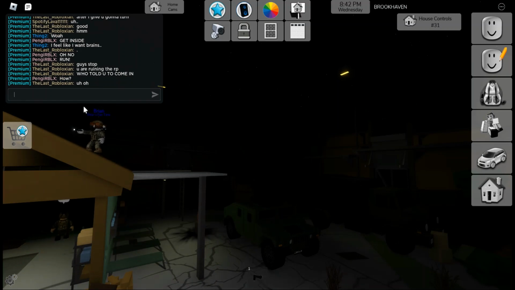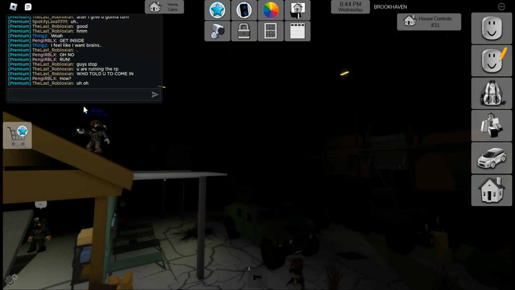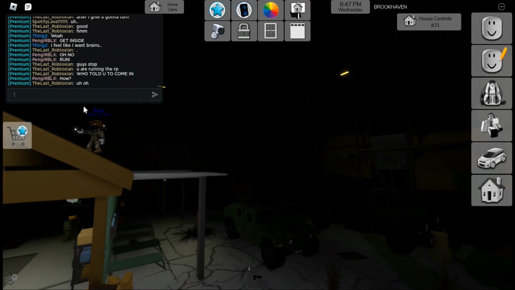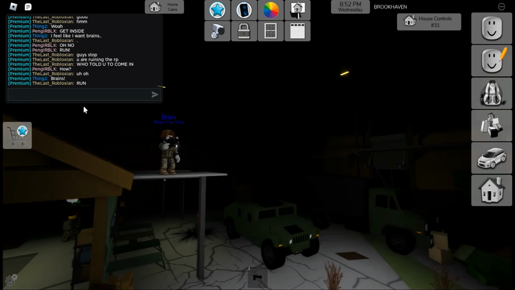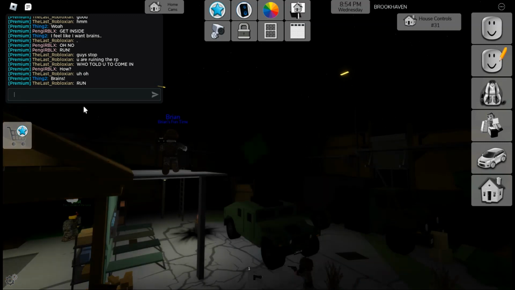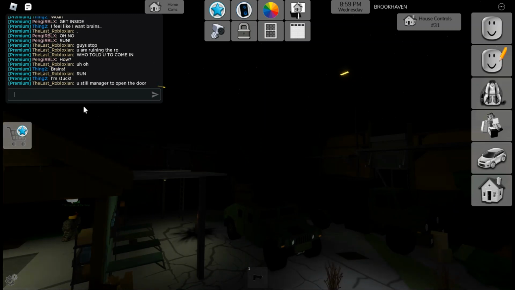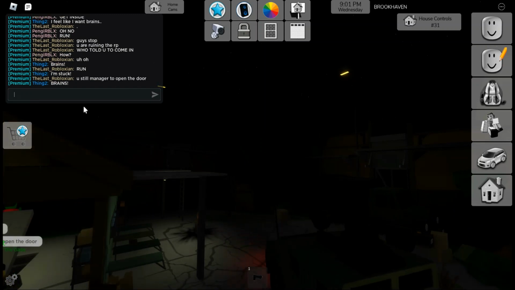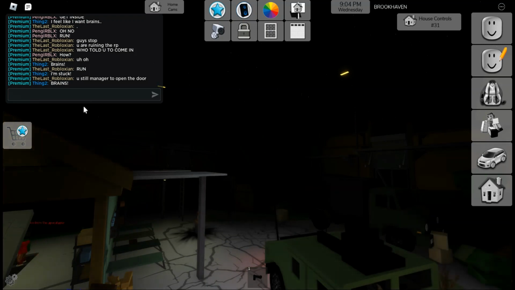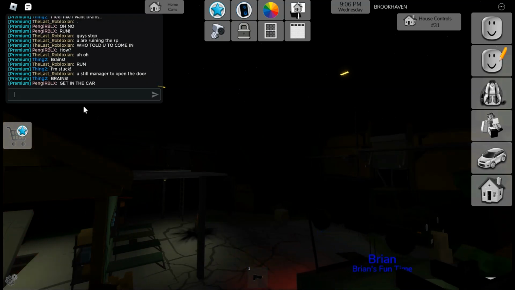Uh-oh. Run. Why run? Multiple people are saying run. I'm gonna stay put. Brian's being a lookout. Okay, now he's running, so I think something is happening. There he is, the zombie. Was he in the bunker? How did he get in there?